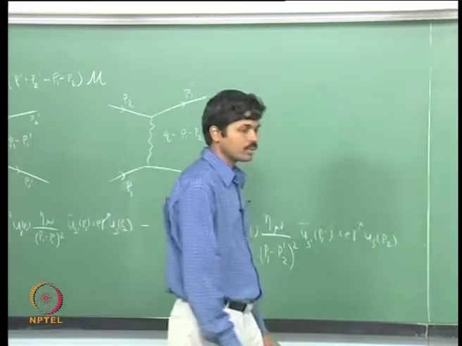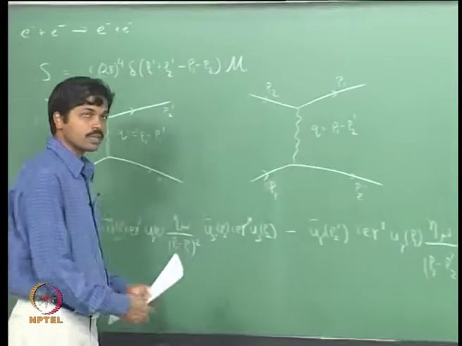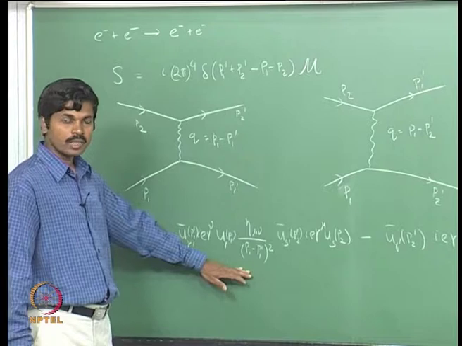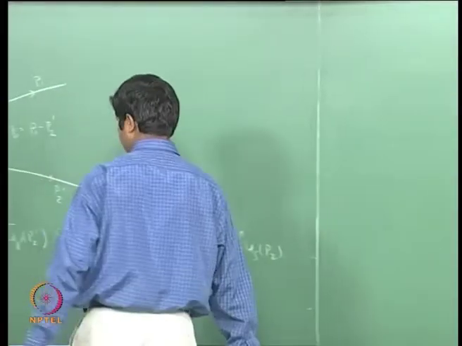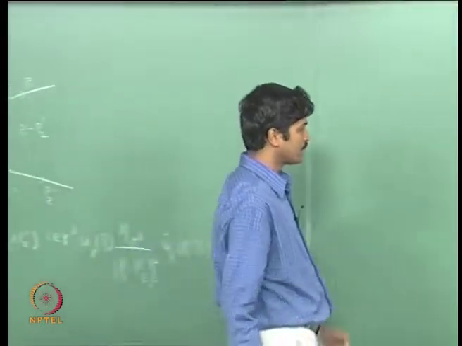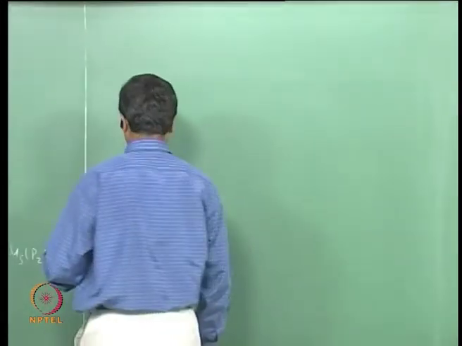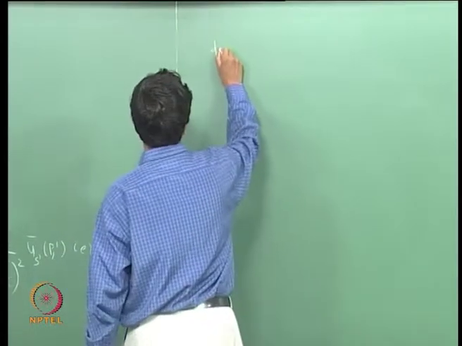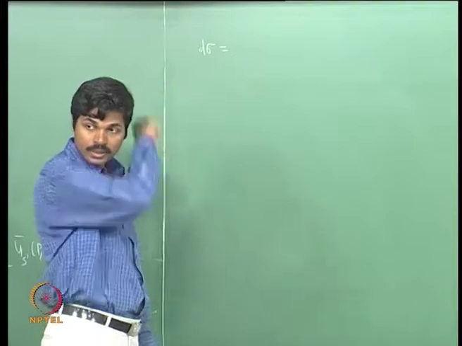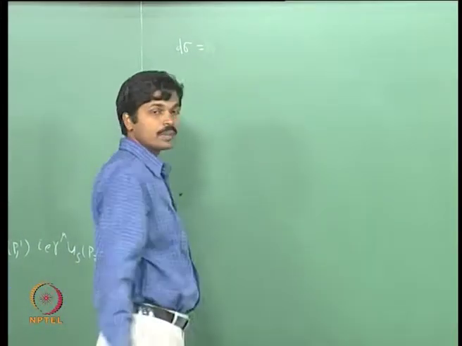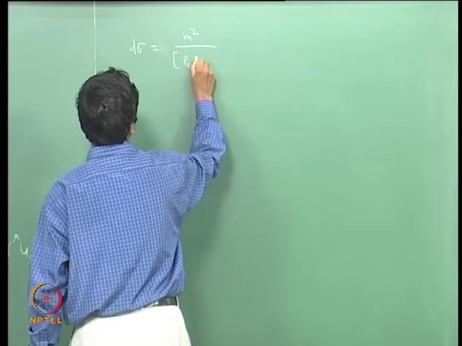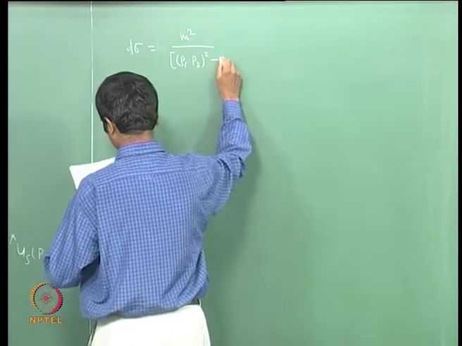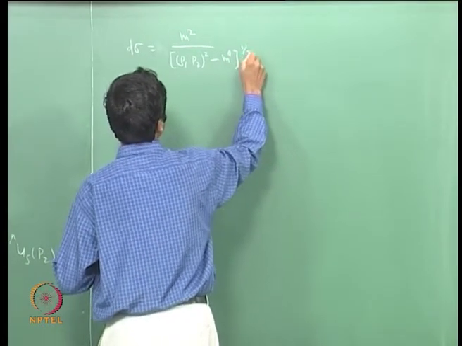So what we have to do now is consider the formula for the differential scattering cross section, then substitute this for the Feynman amplitude, and then simplify the formula to get the final answer. So what is the differential scattering cross section? When you have two incoming fermions and two outgoing fermions, the differential scattering cross section is given by dσ. You have to remember the phase factor, integration measure, etcetera, are taken differently for fermions. So for fermions, this is m² divided by [(p₁·p₂)² − m⁴]^(1/2).